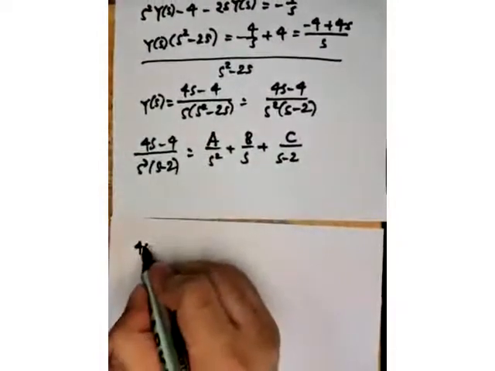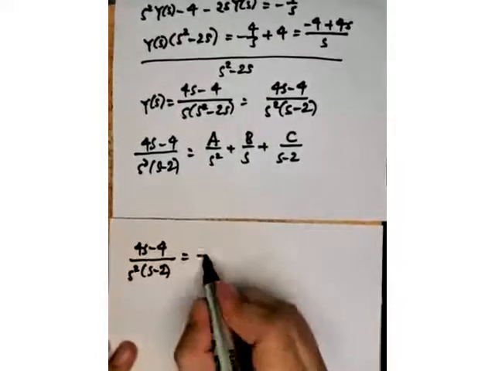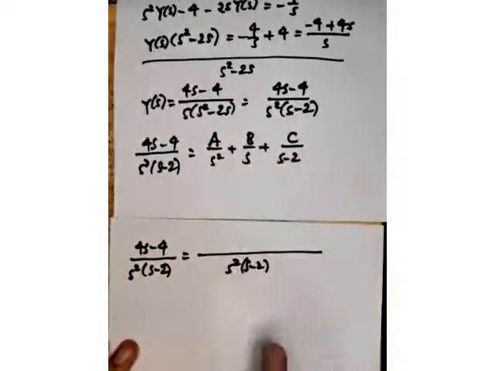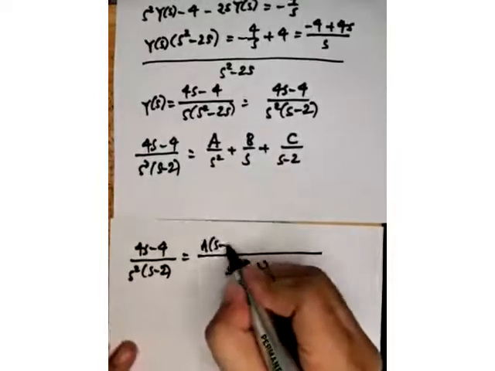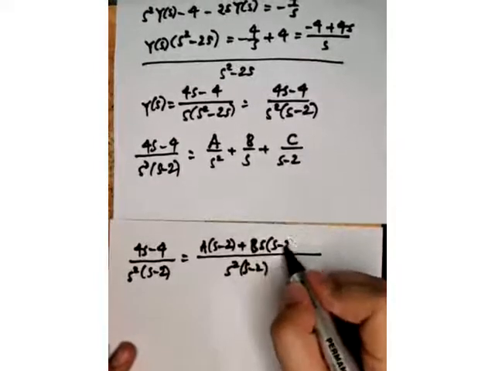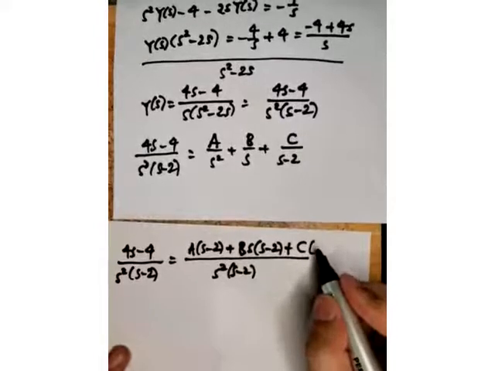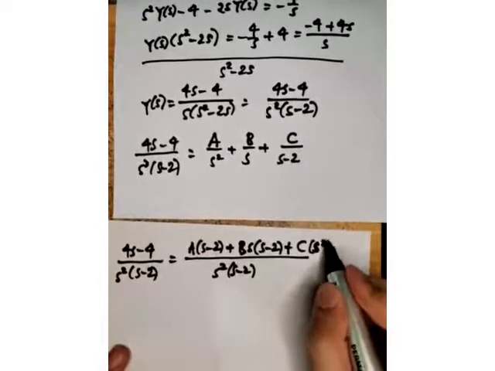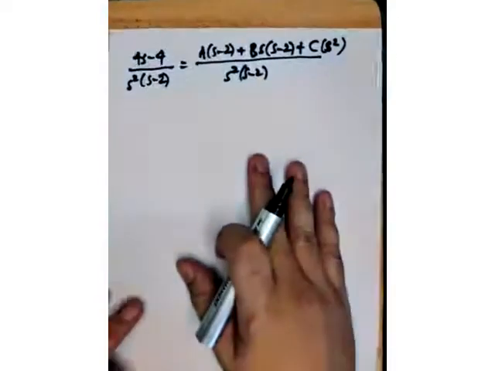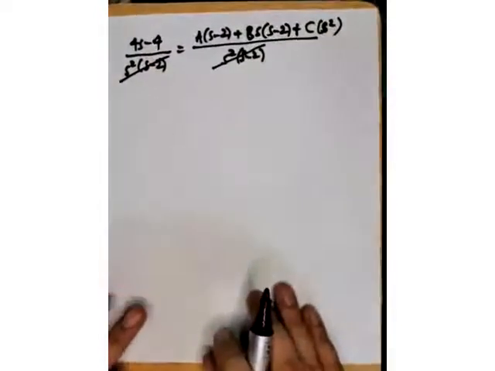So 4s minus 4 over s squared times s minus 2 is equal to the common denominator s squared times s minus 2 divided by each denominator. So that's just s minus 2 times A, plus B times s times s minus 2, plus C times s squared. Okay, we cancel the denominator and now let's find the values of A, B, C.